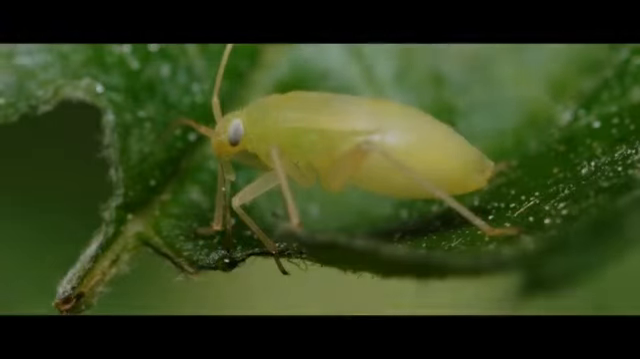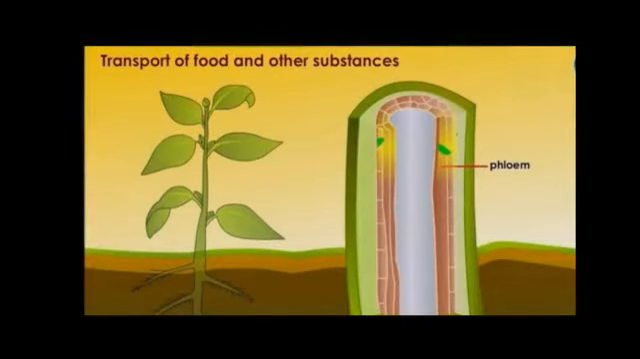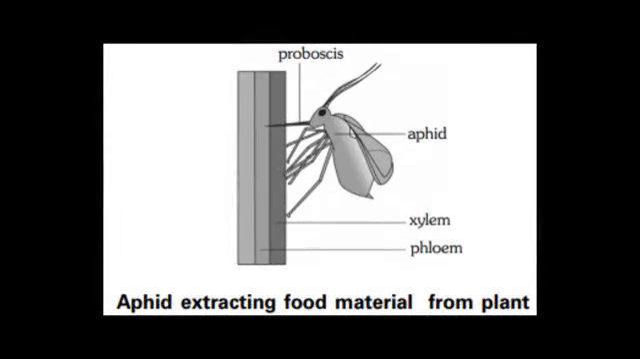The experiment with aphids proves that food is transported through the phloem cells in plants. Aphids take plant fluid through their proboscis. When the proboscis is inserted into the phloem under slight pressure, the fluid present in the sieve tissues enters the proboscis.